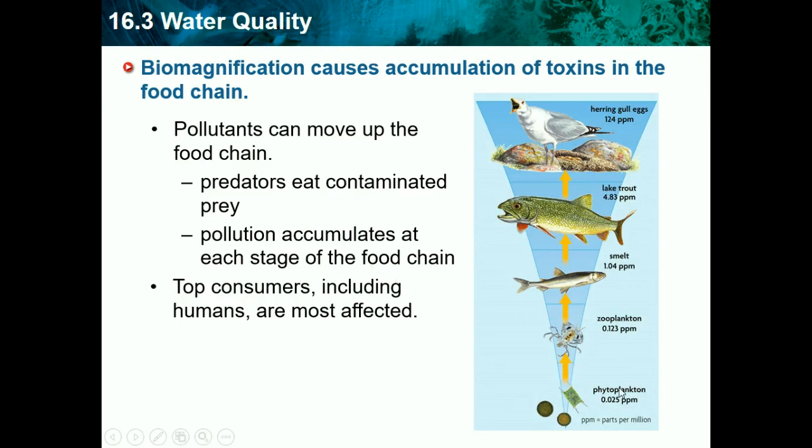We start from the bottom, where we have phytoplankton, and it's slightly polluted. Let's say the water the phytoplankton is living in is polluted. Then the zooplankton is also more polluted because it eats a lot of phytoplankton. So it eats a lot of 0.025 pollutants, so it gets even more polluted, and even more and more as it goes up.